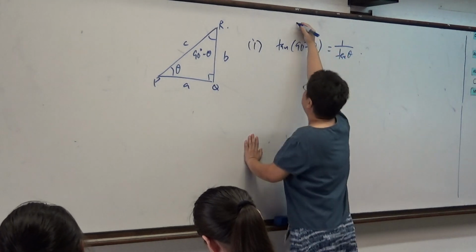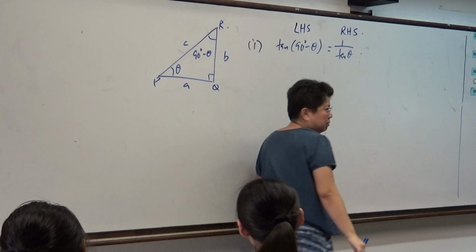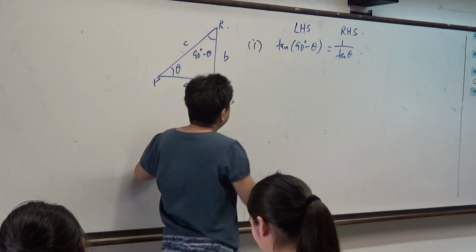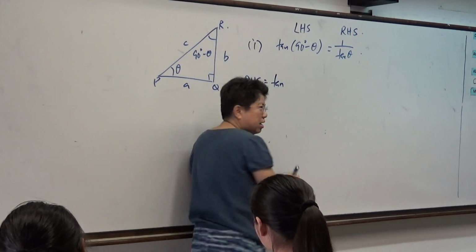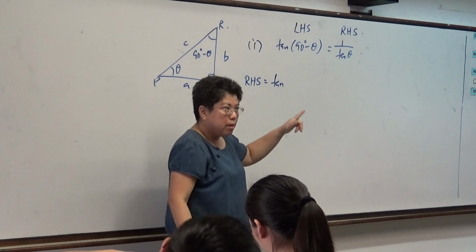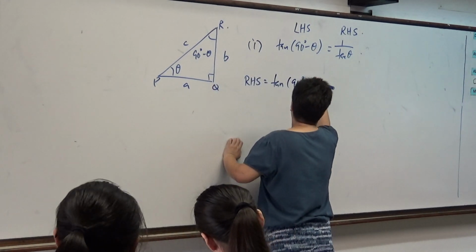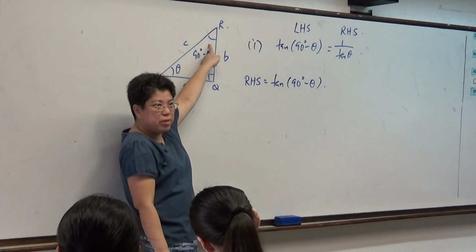In Maths, left hand side is like that, right hand side is like that. Don't say some alien language. Now, let's do this. Usually we prove from one side to another side. Understand? Because later we're going to do proving. Tangent of 90 minus theta will be this one, right? Do you agree?